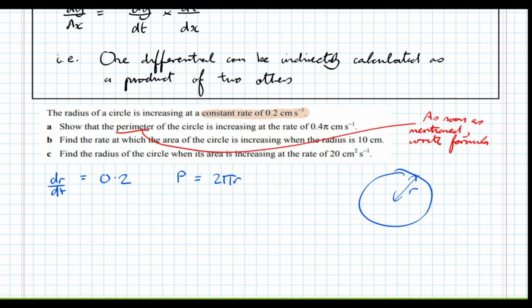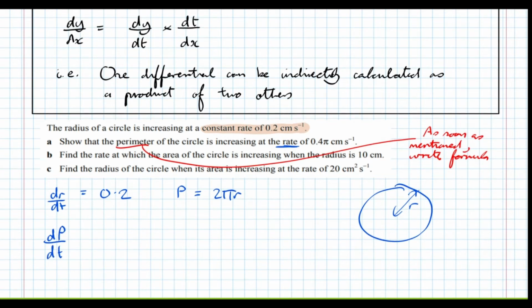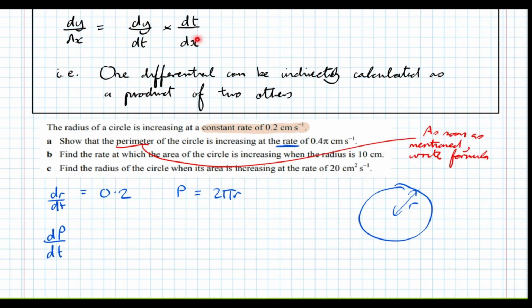So show that the perimeter of the circle is increasing at a rate. So we want the rate of change of perimeter. So this has told us that we want a differential involving perimeter. We want dp by dt is what the question's asking us for. Now we can't find it directly, so we'll go back up to this idea here. We make a formula involving two other differentials, so as to indirectly calculate dp by dt.